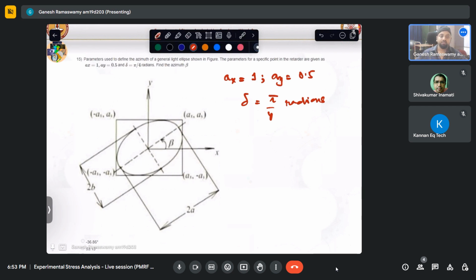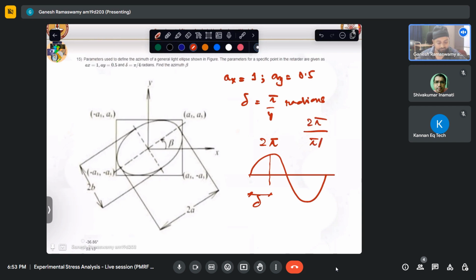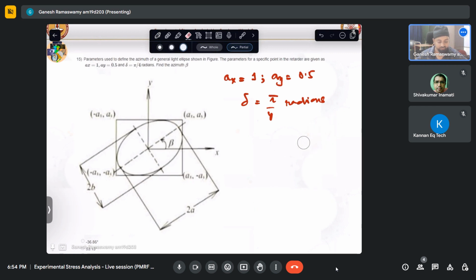So actually the wavelength of one sine is 2 pi. So we are having pi by 4. So it is having a retardation equal to 1/4 of the wavelength. Not 1/4 actually, 1/8. So it will be somewhere around here. I hope I didn't confuse you more. Anyway, what I meant to say is it is one fraction of the wavelength.